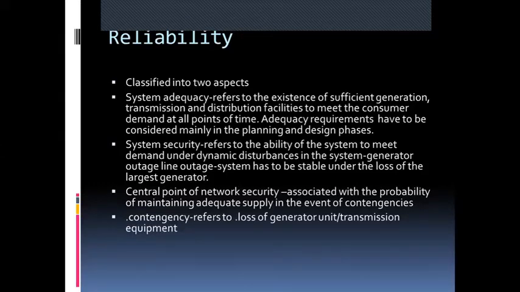The central point of network security is associated with the probability of maintaining adequate supply in the event of contingencies. Contingency, you know, is the failure of any equipment. Maybe any one equipment is out of service, not available for service. It is under failure. Even under that condition, the system should maintain adequate supply of power. So contingency refers to the loss of a generator unit or transmission equipment.